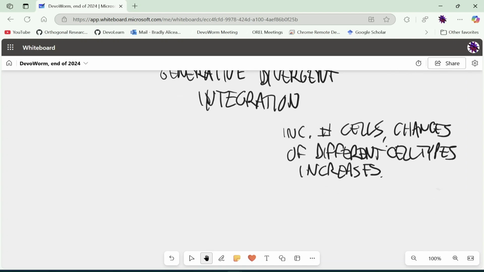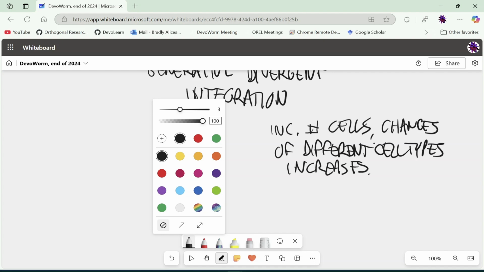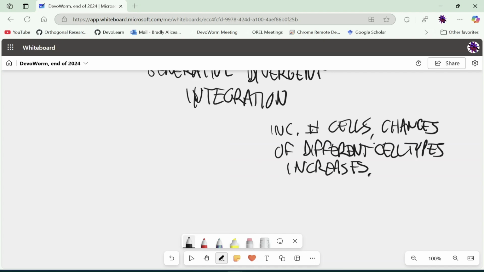And so sometimes this is because the cells are programmed to differentiate at a certain point in development. Other times it depends on the microenvironment of the cell. If you have a greater number of cells, you might get a multitude of signals and you might start to get these different tissues forming. So we'll say A is increasing number of cells, chances of different cell types increases.